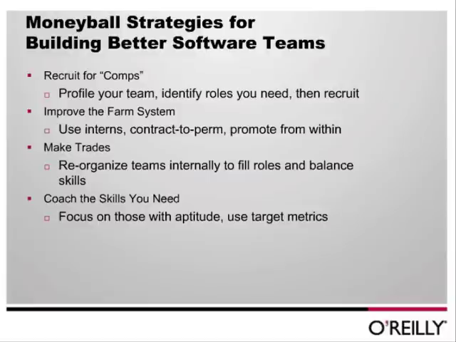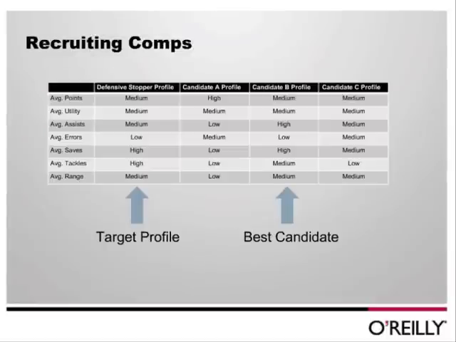So I mentioned recruiting for comps. I said I would just show you an example. Here's an example where if we had a software team, and we wanted to find a specific kind of person, which I'm using sports parlance here, so I'm calling this person a defensive stopper. And what we say about a defensive stopper is that there's somebody who is going to be very good at fixing critical issues and handling severe production issues, and that they're going to produce a low number of errors.